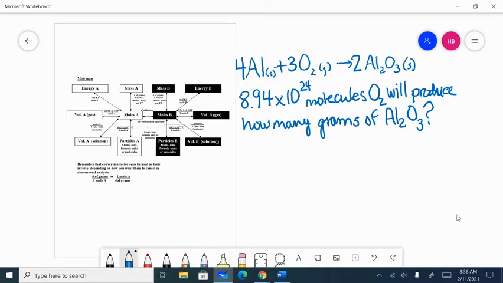All right, let's do another problem using the same balanced chemical equation. This time our problem states 8.94 times 10 to the 24th molecules of oxygen will produce how many grams of aluminum oxide? Remember, first step is to balance the equation. We already balanced it. Next step is to pick your given out. Given's the one with the numbers, 8.94 times 10 to the 24th molecules.